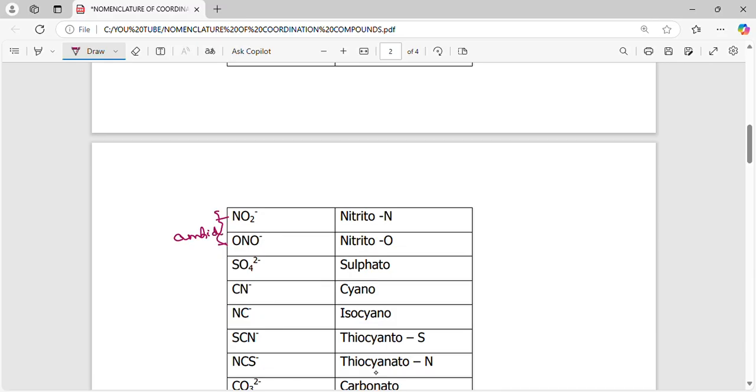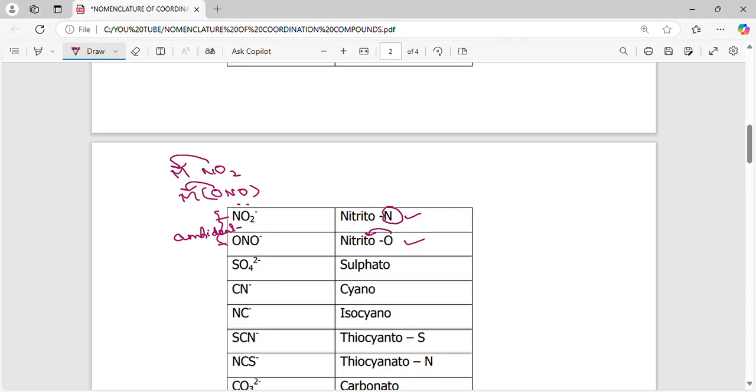This you have already studied before this topic. Ambident ligands are the ligands which have two donor atoms. Here nitrogen as well as oxygen are the donor atoms. So when you write the central metal atom with NO2, it means nitrogen is connected with the central metal atom. In such a case you need to use the name nitrito-N, which shows nitrogen is connected to the central metal atom. But when you write the coordination sphere with the central metal atom with ONO, it means oxygen is connected with the central metal atom. In such a case you need to use nitrito-O, which represents oxygen is connected with the central metal atom. So you need to learn that properly.